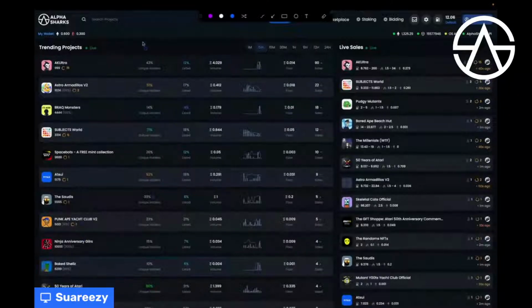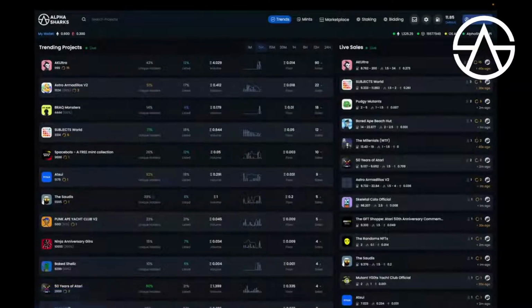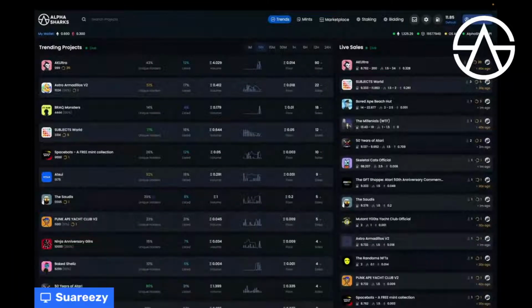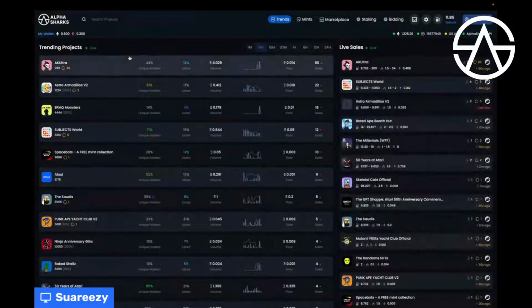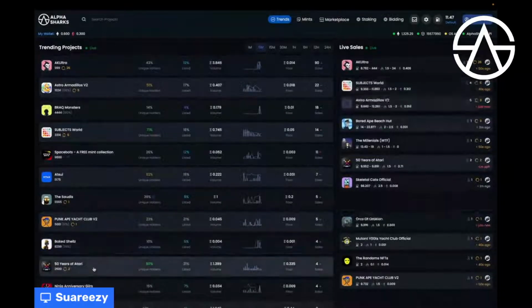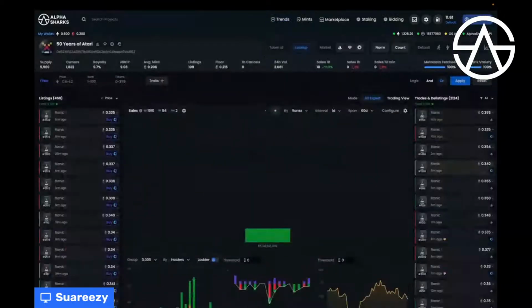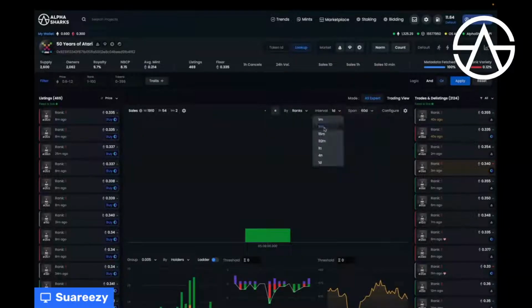I actually do have a question: how are ranks color coded? I'm assuming that means when we actually go into the project. So let's go into 50 Years of Atari. This is going to be one that I definitely want to take a look at over time.